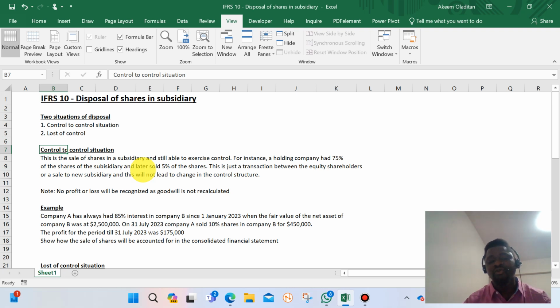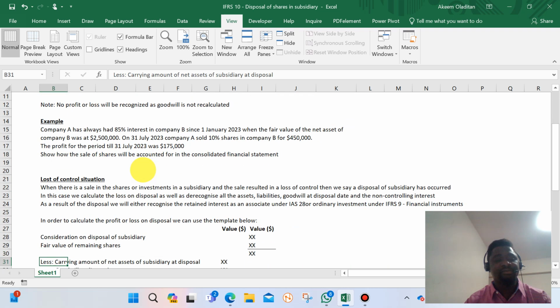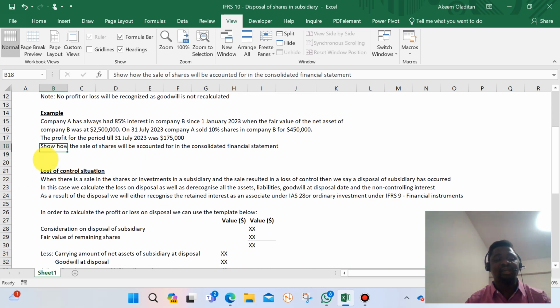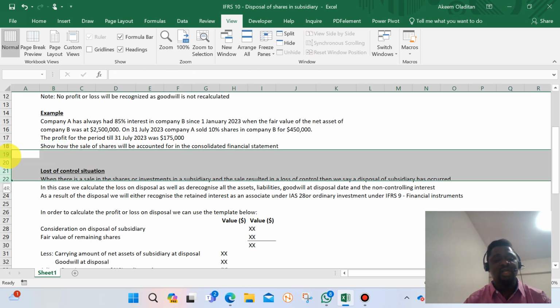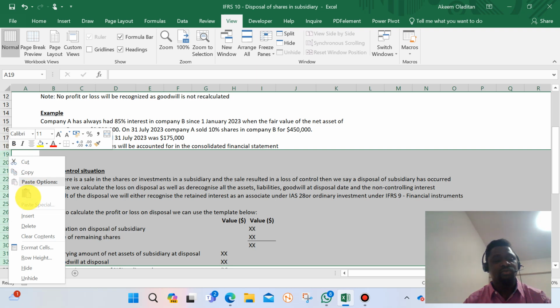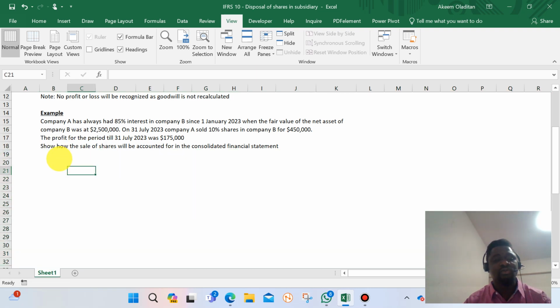A control to control situation can occur in many instances. Maybe the company is trying to raise some funds, or maybe to fund profitable investment opportunities, or maybe selling to other stakeholders, or diluting control, maybe to outside investors. So it can happen, and as a result, the holding company can still retain control while selling part of its shares. I made a very simple example here, so that when we look at it, we can understand what a control to control situation is and how we treat it in the books when it occurs.